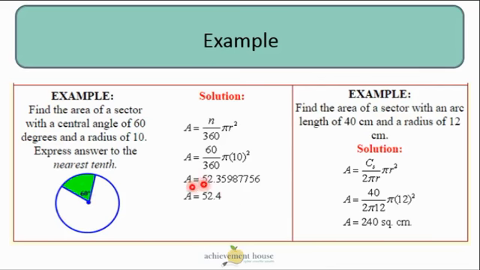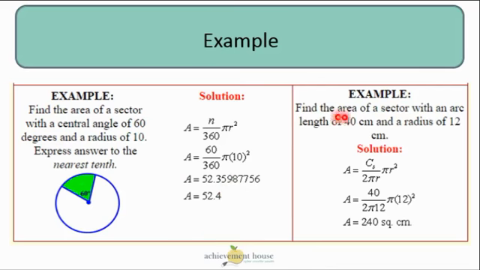So we're going to take the ratio of the central angle to the entire amount of degrees in a circle, which is 360 degrees. And we're going to multiply that by the area, which is pi r squared. And now remember, our radius is 10. So if I multiply all that together, I get this big long decimal here, 52.35. And if I round that to the nearest tenth, the 5 means I'm going to round up to 4. So my area equals 52.4.